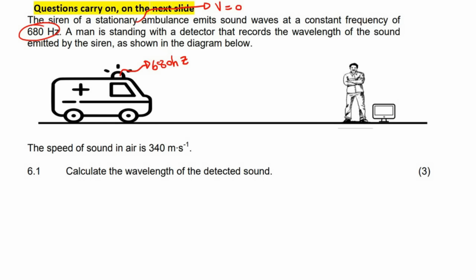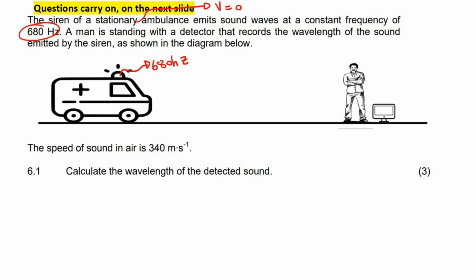So a man is standing with a detector that records the wavelength of the sound emitted by the siren. The speed of the sound in air is 340. Calculate the wavelength. Okay, guys, so this is obviously a Doppler effect question.